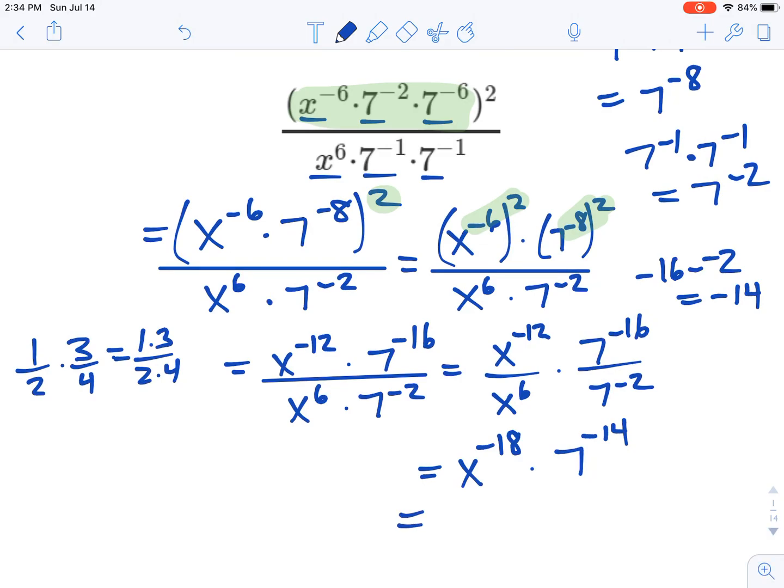And then we don't usually leave it with a negative exponent. Usually we make it a positive by putting it in the denominator if it's already in the numerator, which it is. So it looks like this. And then you could call this one fraction again, x to the 18th times 7 to the 14th with a 1 up top. And then we're done.